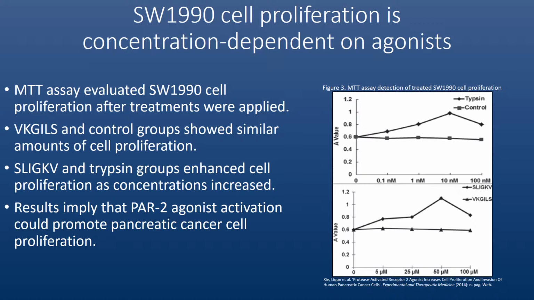Now that we have seen how PAR2 agonist activation could promote pancreatic cancer cell proliferation, first I will talk about how agonists affect the invasion and migration of SW1990 cells.